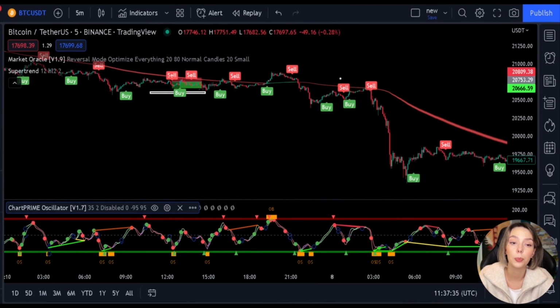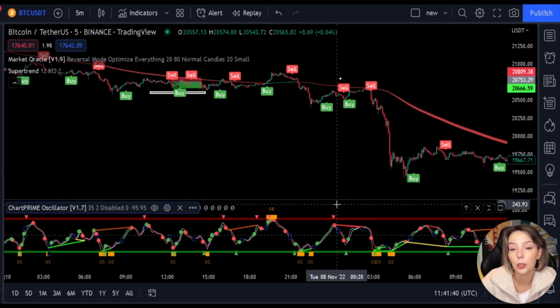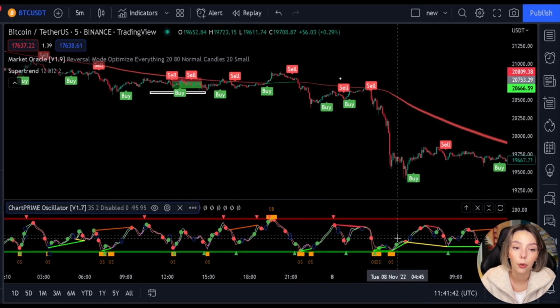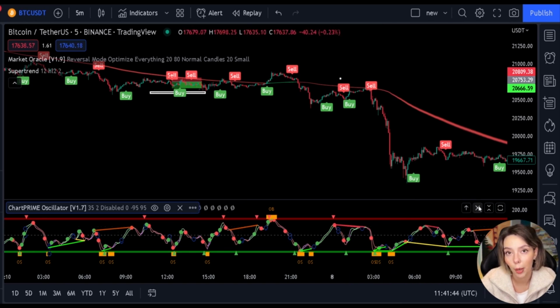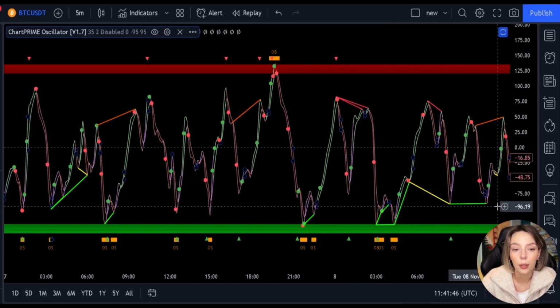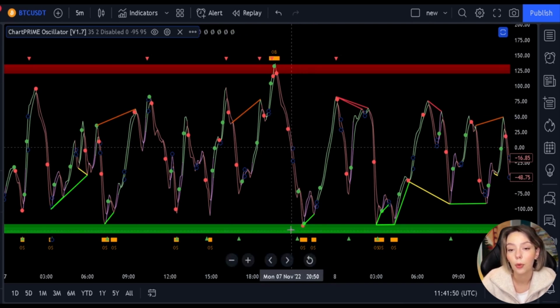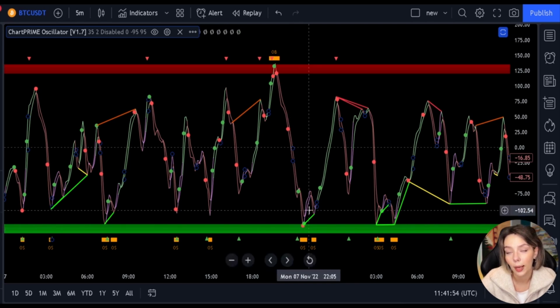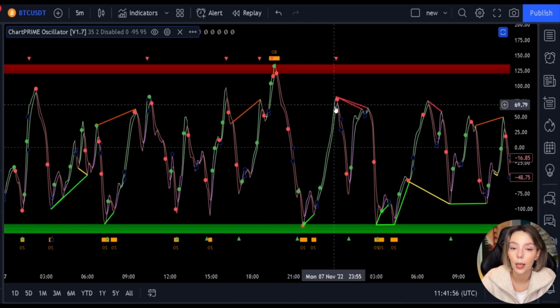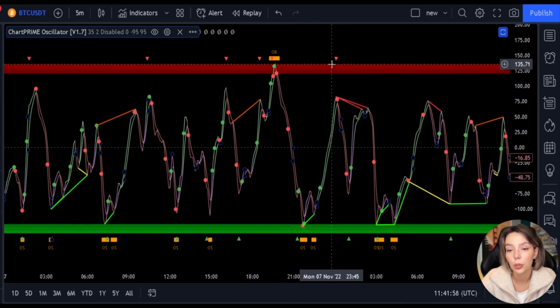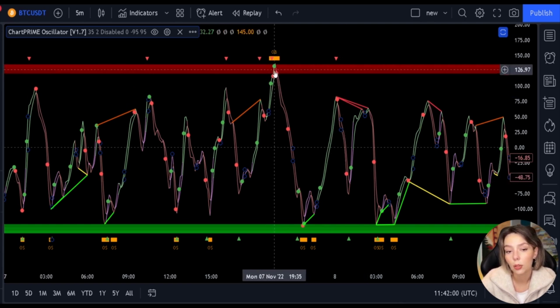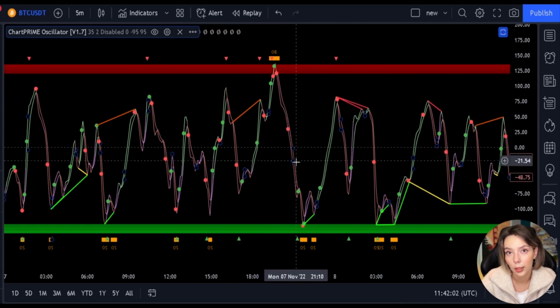Let's deal with the rules by which we will trade. Everything is quite simple here. First, let me tell you about the Chart Prime oscillator. Here you can see the red and green zone. The green zone indicates an oversold sign. This means that you should think about buying an asset. The red zone indicates a sign of overbought. This means that the asset is overbought and it's time to sell it.